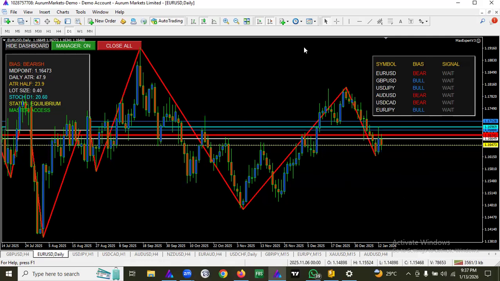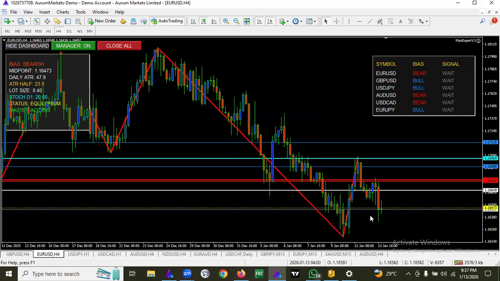Euro USD didn't do much today. What's the range? Just 43 pips from the high to the low. Let's say it was just a ranging market on Euro. So I'd love to see price probably work with this. You can see this fair value gap here.